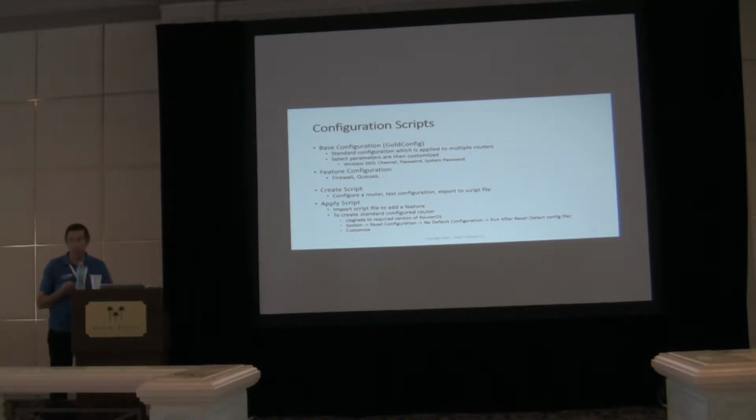If you're starting from scratch and applying a router, you can either import the file in, but the best way to do it, if you're producing multiple routers for different applications, is go in, do a system reset with no defaults, and then run after the reset, and you select the configuration file. System comes up, it's clean, it's rebooted, and you've got something in a known state.